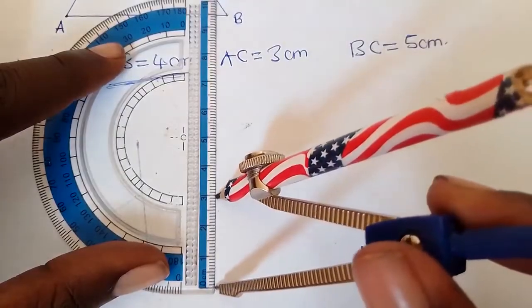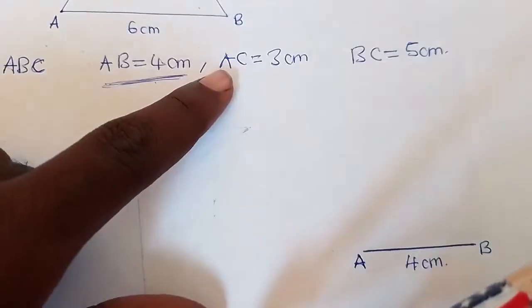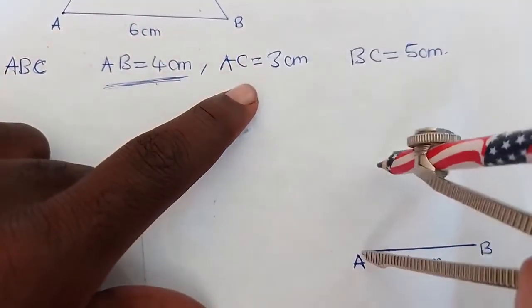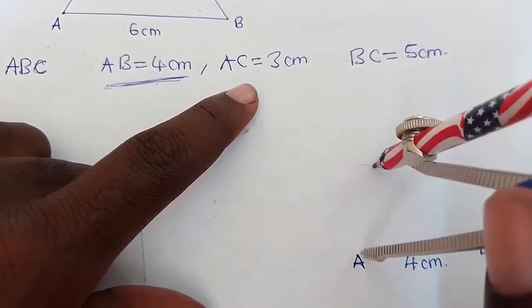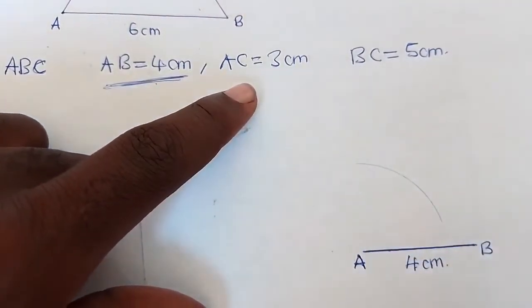You do this, exact measurements, 3 centimeters. You go where? They are saying AC, so you go at A. Then you put an arc like this. This is what you're going to do. You put an arc like that. Have you seen? You do that.